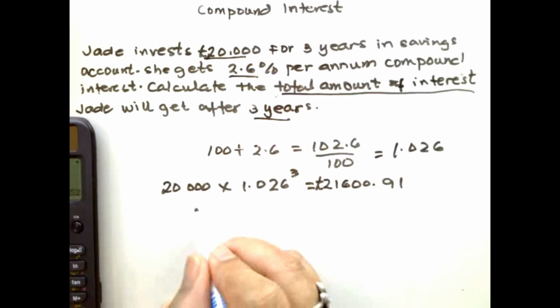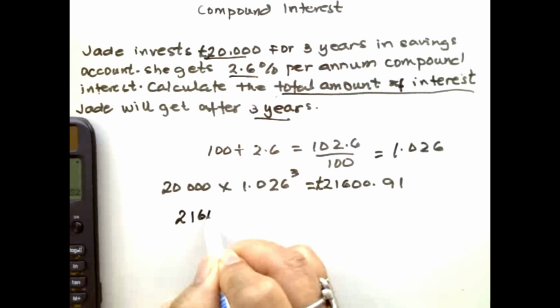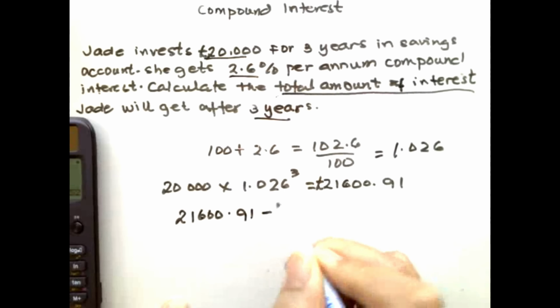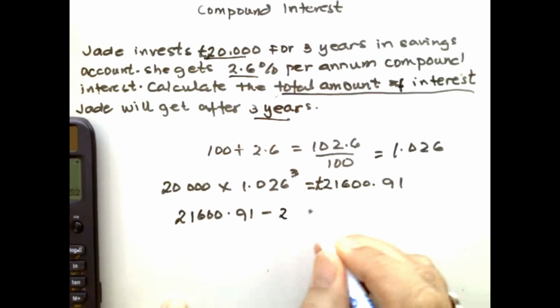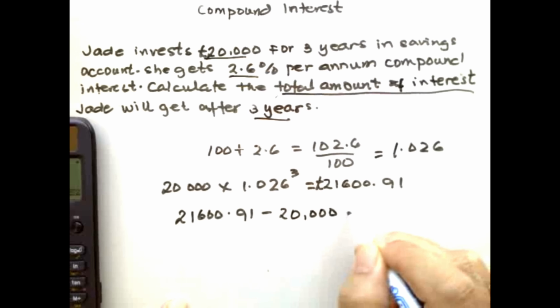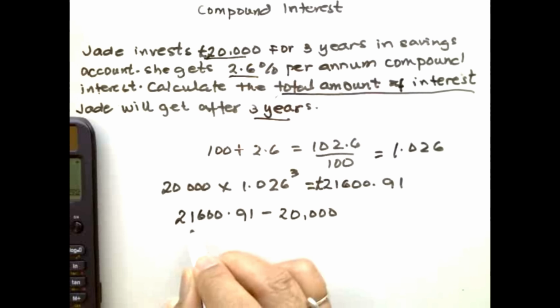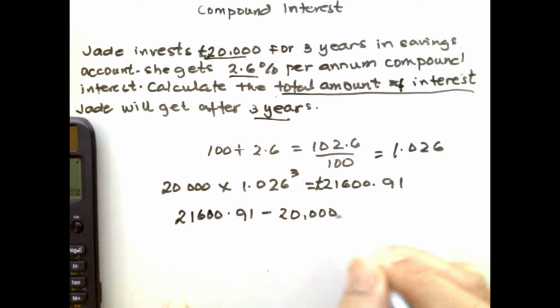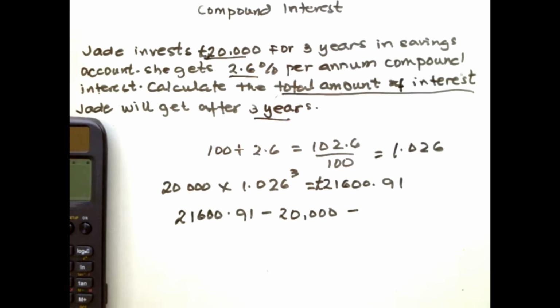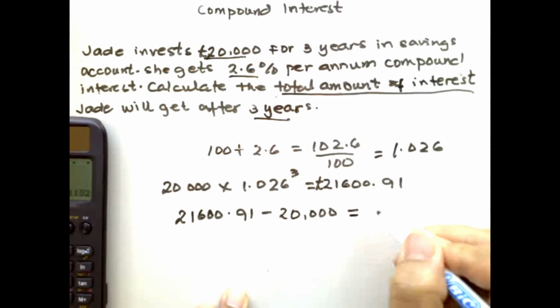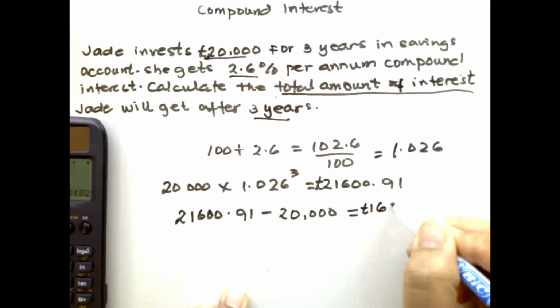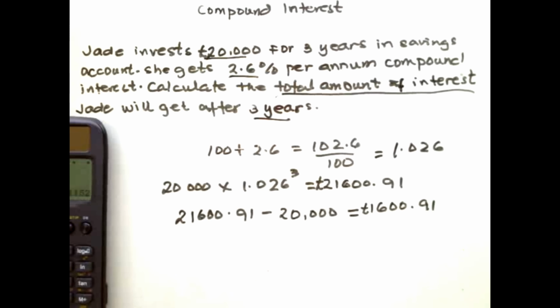But we're going to calculate the total amount of interest. So from the total amount after 3 years, we take away the initial money of Jade to get only the interest. 21,600 minus 20,000, and the answer is 1,600.91. Yes, 1,600 pounds and 91 pence.